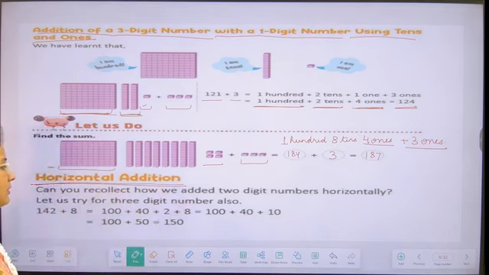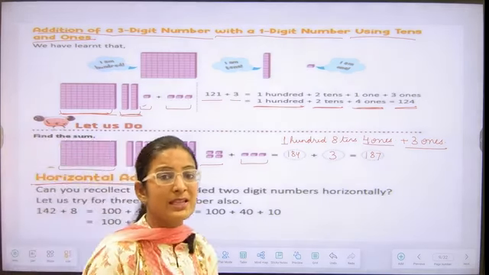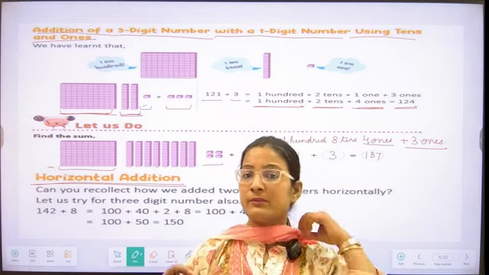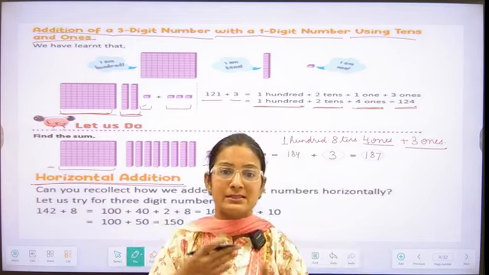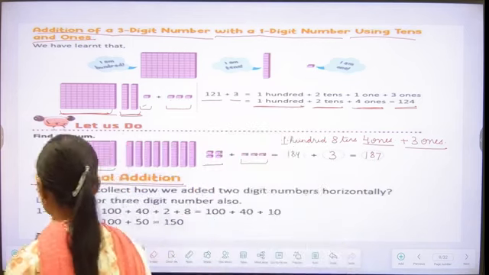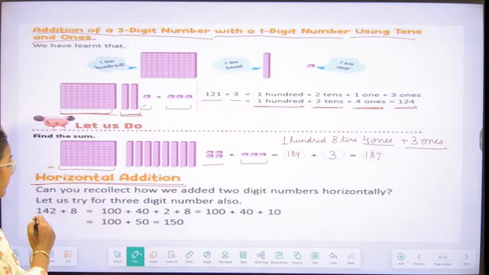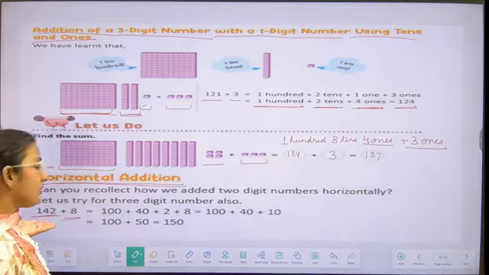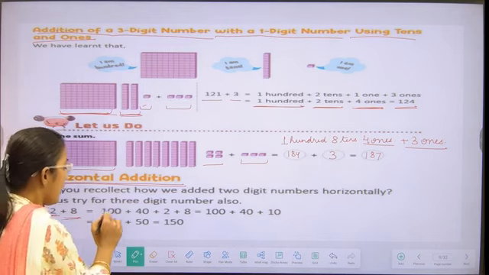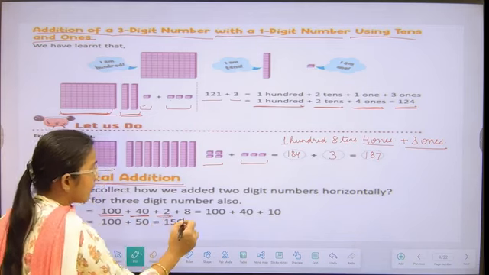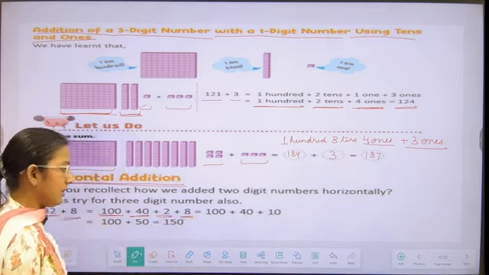Now we are going to understand how we can do the horizontal addition, students. For doing the horizontal addition, what are we going to do? We are writing the number in the expanded form, students, or we can say that we are writing the number in hundreds, tens and ones. Let's do it with me. What we have seen, students, we have to add 142 with 8. So how can we write 142? 100, 4 tens, 2 ones, and we have to add 8 ones with it.